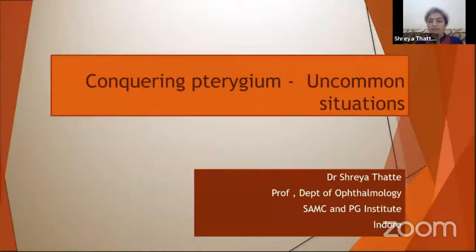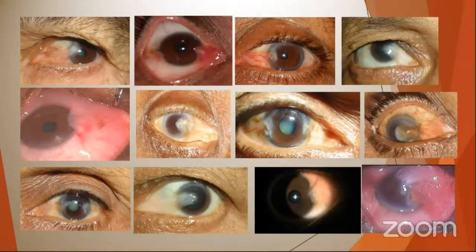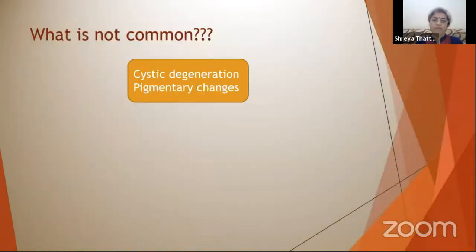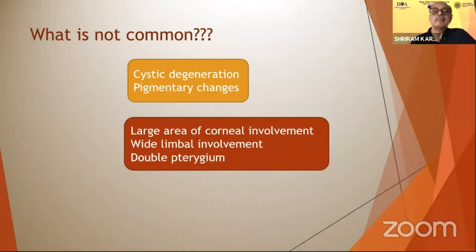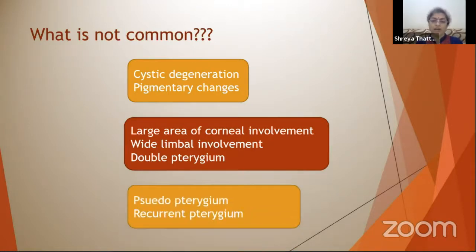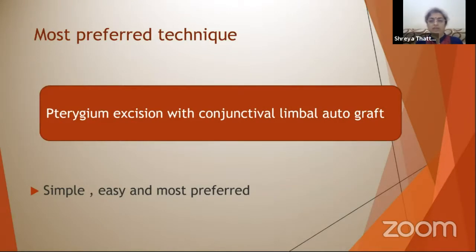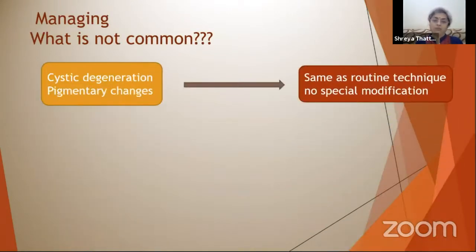Good afternoon, everyone. And I thank the organizers as well as Dr. Nikhil Gokhale for giving me this topic of my interest, and that is conquering pterygium in uncommon situations. What you all are seeing in these different types of pterygium, they are showing the pigmentation with cystic degeneration. There are large pterygium covering wide limbal involvement, even the double pterygium, pseudopterygium, and the recurrent pterygium. The most preferred technique for pterygium management is the pterygium excision with the conjunctival autograft. But how to manage this uncommon situation which is not routinely observed?